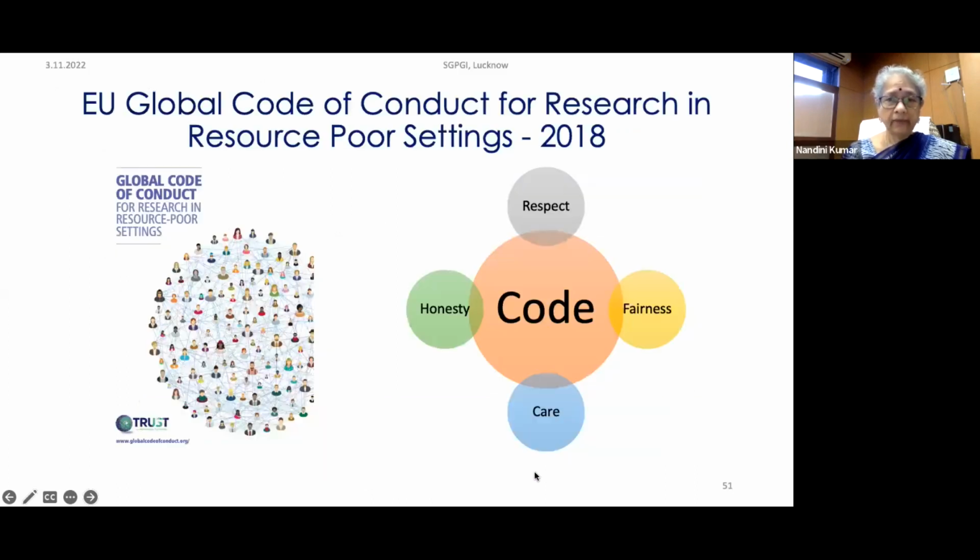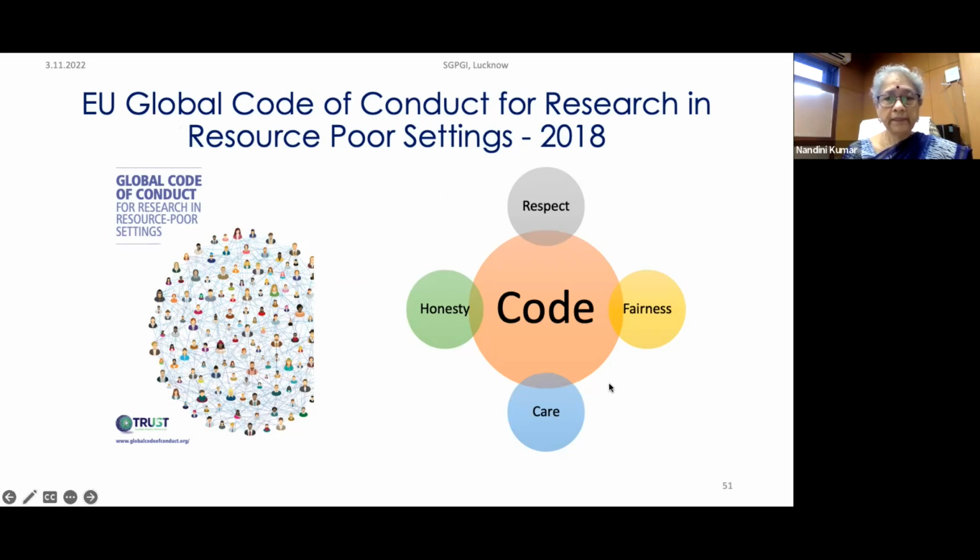So this laid the background for another code for EU. And this code actually was for research in resource poor settings. They worded it carefully, not as developing country, but resource poor settings, because even this can be happening in developed countries. Compare Alaska to California, or within California also, you have people dwelling on the street, homeless people. So this is the code that came out, and this is almost a mandatory requirement for the EU researchers to have research in resource poor settings.